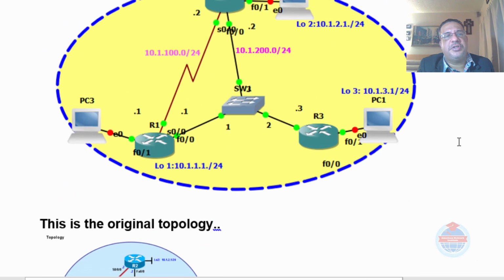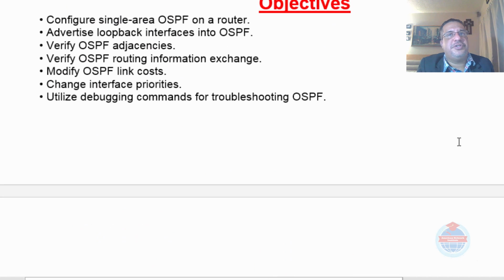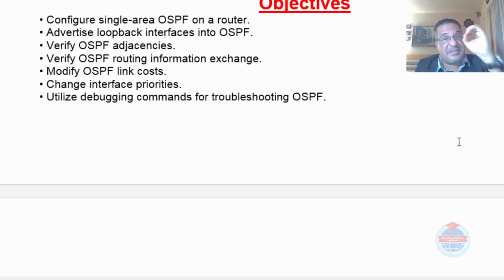Okay, this is the topology that you previously saw. These are the objectives. Configure a single area OSPF on a router. Well, as you could see, it was the area 0 that I mentioned before. Advertise the loopback interface into OSPF. That's when we're going to be setting up the OSPF protocol. Verify the OSPF adjacencies. That is one of the parts that I enjoy the most.